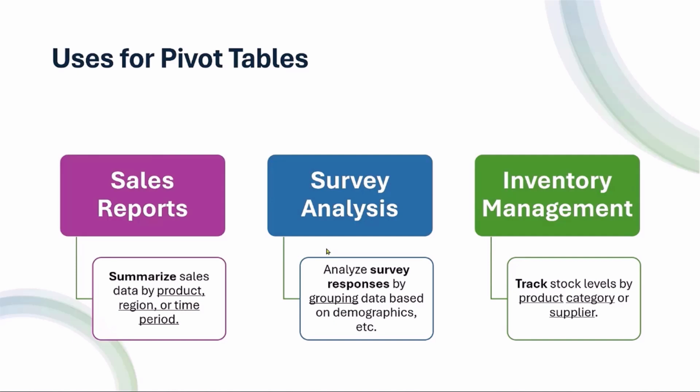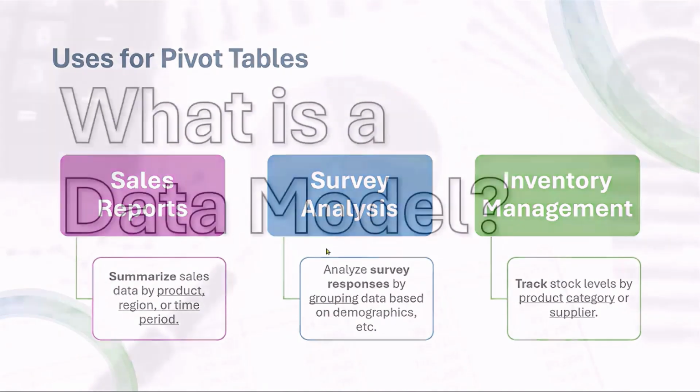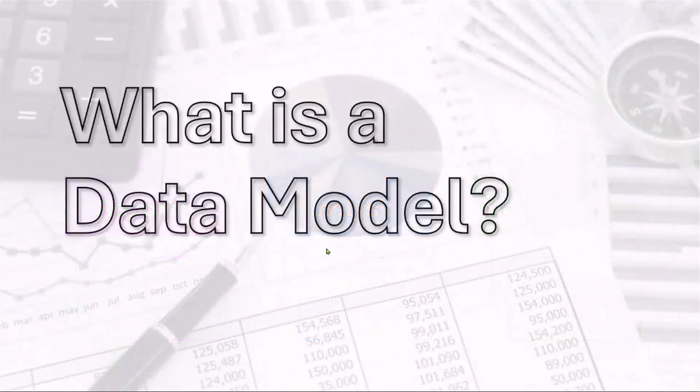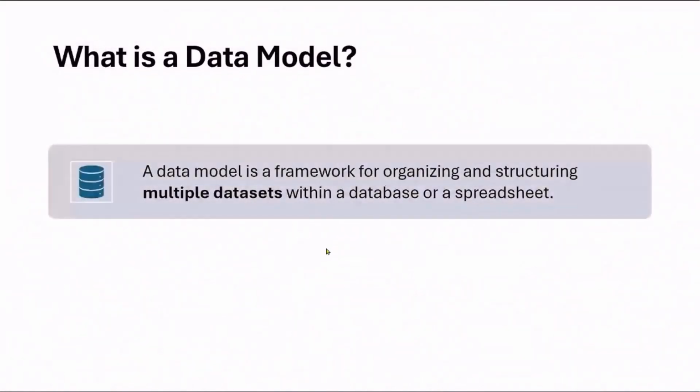So that's the first place where we're going to start, which is how we can create pivot tables. And then we're going to get into something called data modeling. Now, if we get definitions here, a data model is a framework for organizing and structuring, very similar to what we did before, but mostly it's about multiple data sets. And it could be any kind of file format. It doesn't have to be Excel.